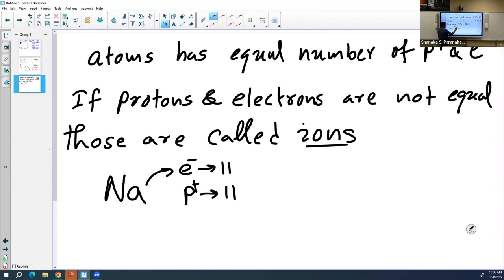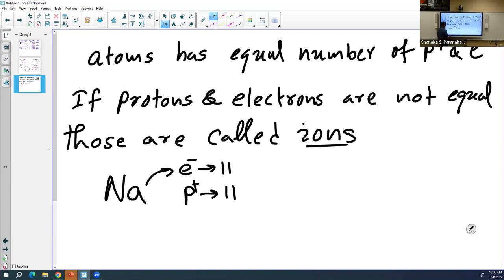So electron is the easiest particle that can go away from the atom. So we can lose an electron or we can give an electron to an atom depending on the type of the atom. So then electrons can change depending on the type of the element. So if electrons are not the same, there's going to be a net charge.